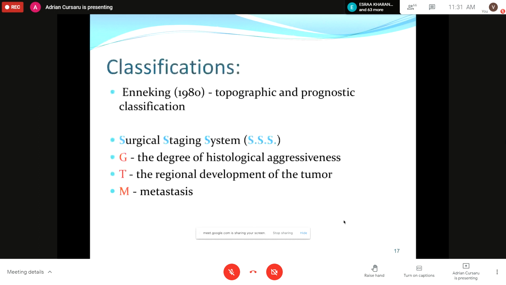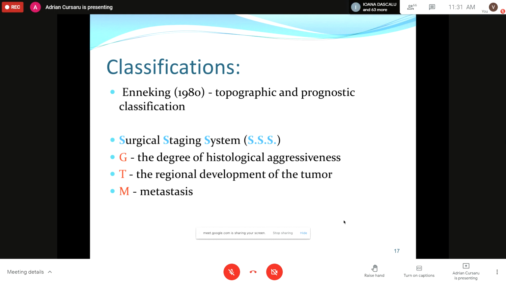For the most frequent tumors, whether it's a benign tumor or a malignant tumor, we are using the Enneking classification. That's an important classification for us. It is different compared to other types of tumors. And that's important for us because we know about the topographic and prognostic value of that type of classification. The surgical staging system.